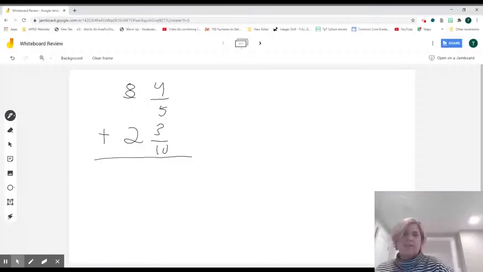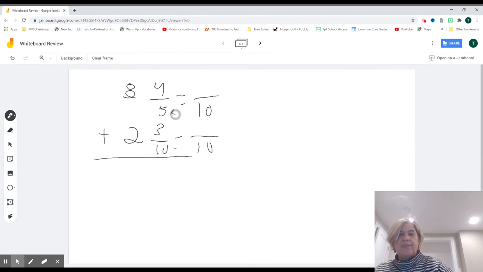So again, I like to set up my problem vertically because it lets me align my numbers up, just like I would if I was adding and subtracting decimals. I want to line up my numbers and my digits. So I'm lining up my fractions. So my first step here is to consider what my equivalent fraction is going to be using my common denominator. I know that 10 is a multiple of 5, so I'm just going to go ahead and use 10 as my least common denominator or least common multiple.